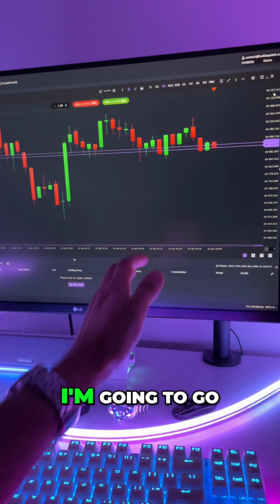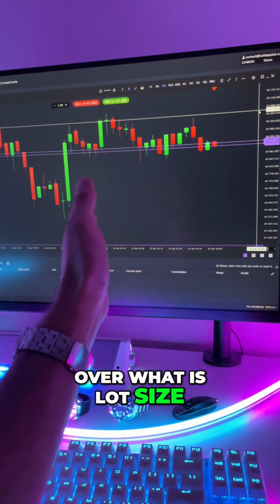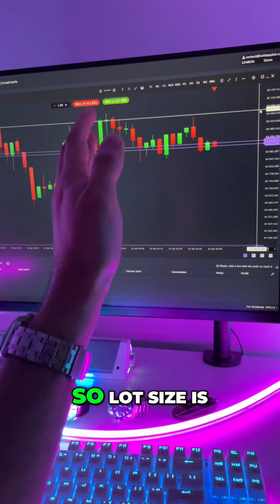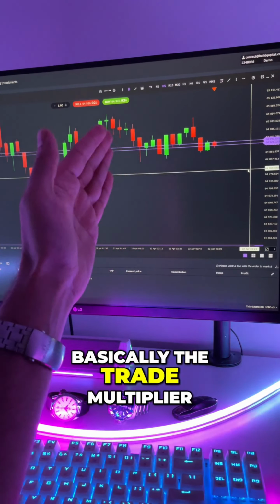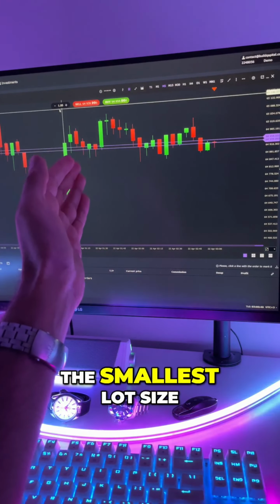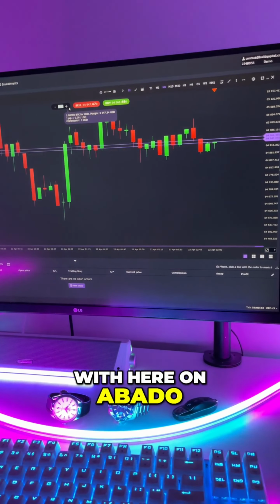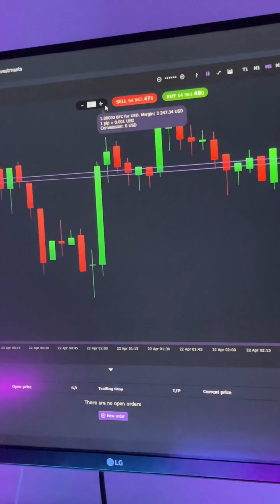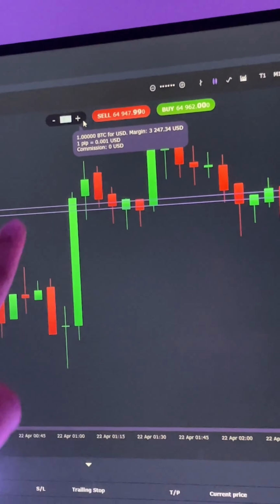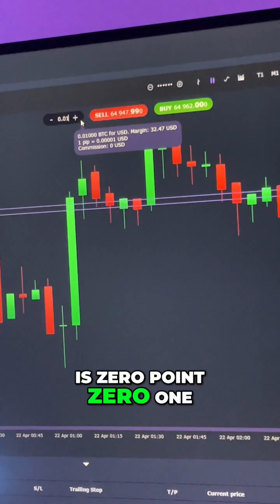All right, so in this video, I'm going to go over what is lot size and how to use it. So lot size is basically the trade multiplier. For example, the smallest lot size that we can trade with here on Abado, I'll zoom in for you guys so you can see right around here, is 0.01.